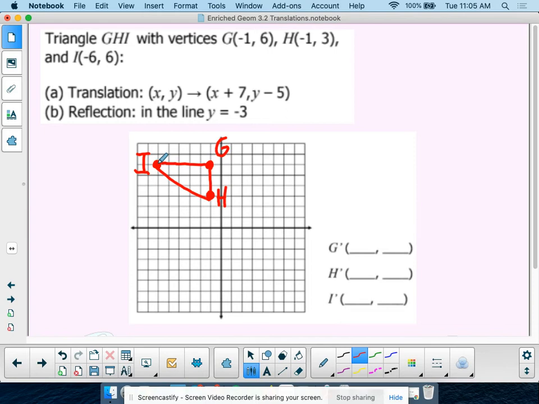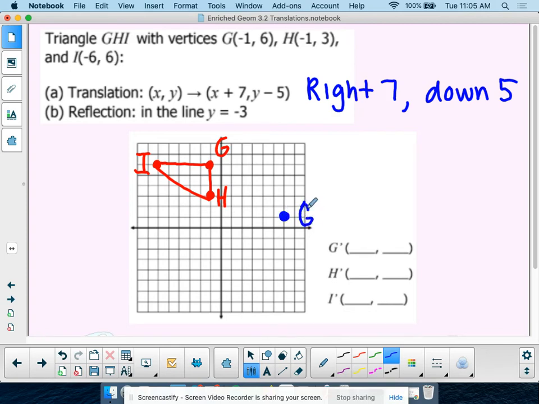So now we need to translate it. x plus 7, y minus 5. So what does x plus 7 mean? Right 7. y minus 5, down 5. All right, let's do that. Right 7, down 5. All right, here we go. This would be G prime, or your primes.